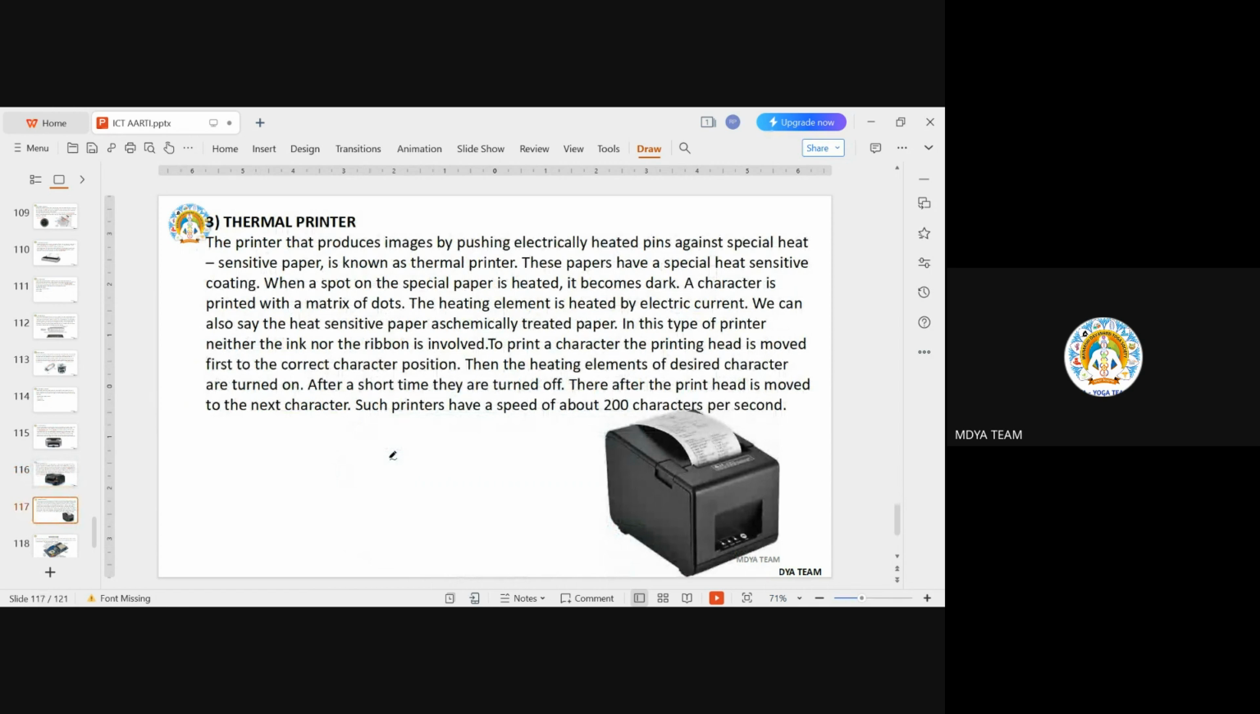Next is a thermal printer. This is also like a dot matrix, a matrix of dots, but they are heated. They work with a heating element, which is heated by electric current. When the printing head is moving, after the heating element heats, it gives the impression and helps in printing the text.